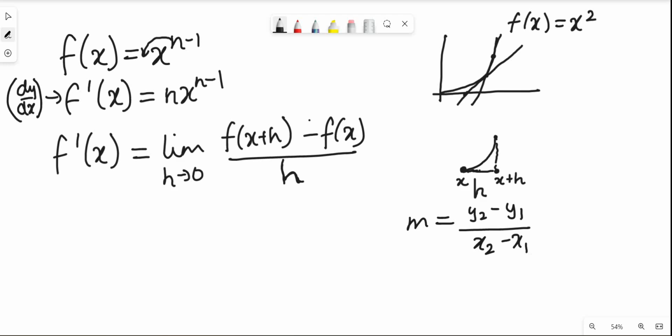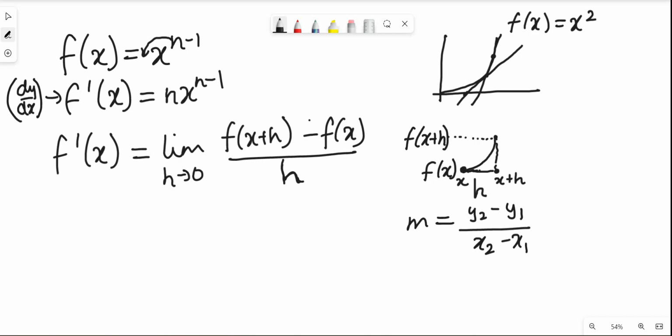And so we want y2 here. So y2 is the top y value, which is, if we look back to our equation, f of x, but the x value is x plus h. So we have to plug in x plus h where x is. So this value would be f of x plus h. And this value would just be f of x, because the x value is x.